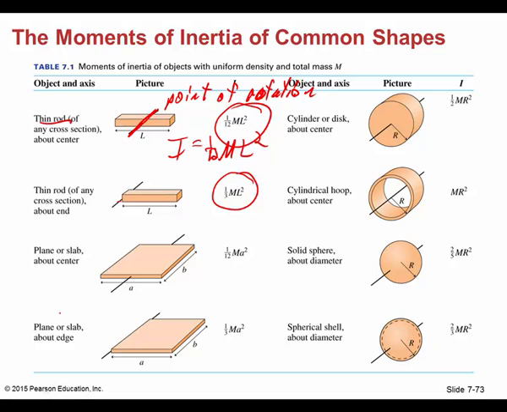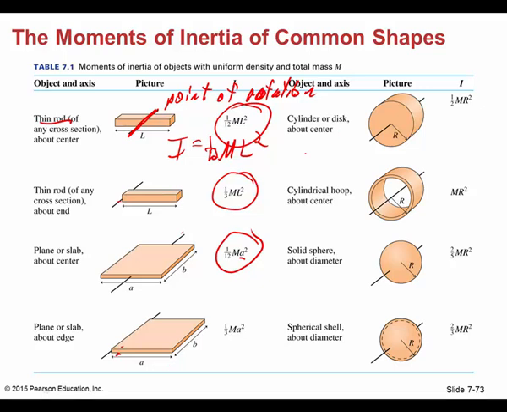What if it's a slab and the axis goes through the center of the slab? Very similar to the rod, isn't it? What about on the edge? And by the way, notice it's the square of the A side, not the B side. Again, it's all dependent on the point of rotation for the moment of inertia. Same thing right here.